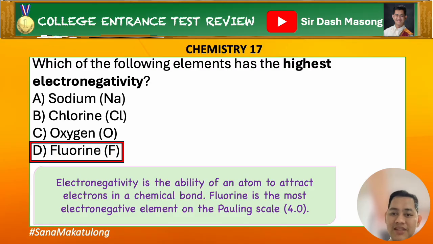Yung oxygen naman, it's electronegative. The value niya ay 3.44 sa Pauling scale. But still less than fluorine. So, yung electronegativity, recall the trend, it increases going up and to the right.